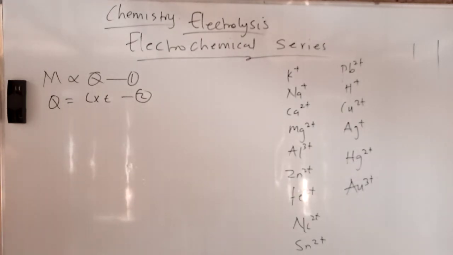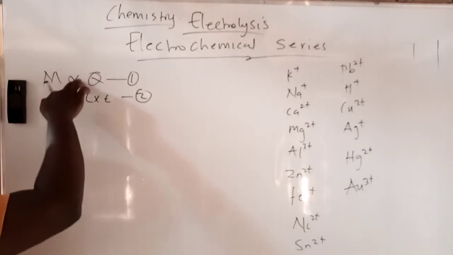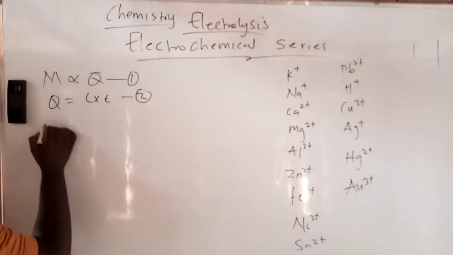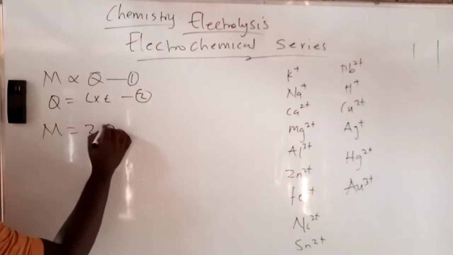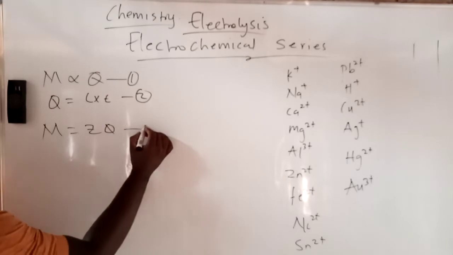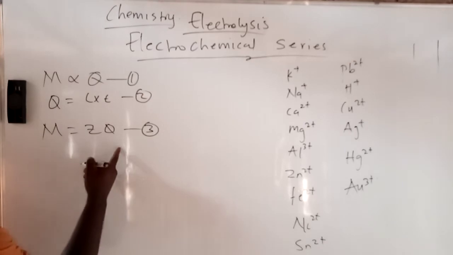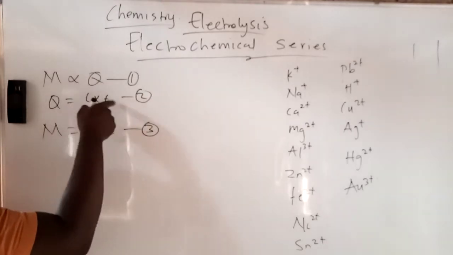Now, look at what I want to do. I want to remove the proportionality sign and replace it with a constant. That will be M equals ZQ, and I will call this my equation 3. Remember that this constant Z is called the electrochemical equivalent or the electrochemical constant.